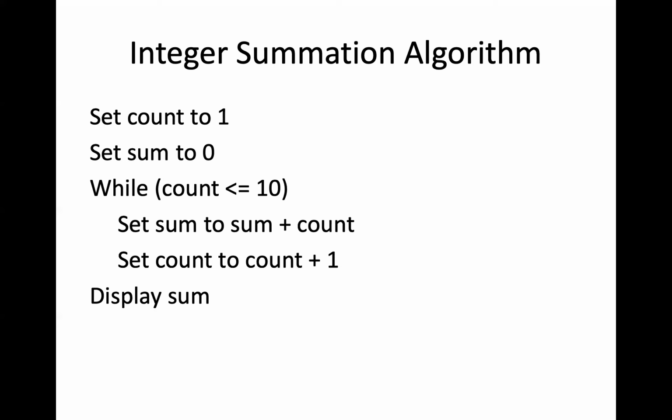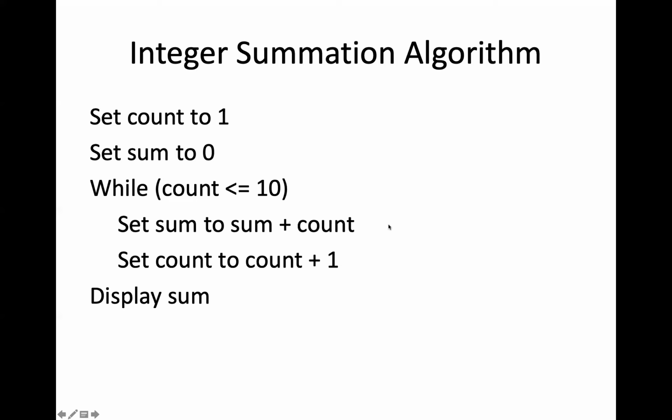Now we're going to use a repetition construct. We use a while loop. And so we're going to say while count is less than or equal to 10, set sum to sum plus count. So count is counting from 1 to 10, and we want to add the current value of count to sum. If we do that for every value of count from 1 to 10, then at the end of this program, sum is going to contain the correct thing.